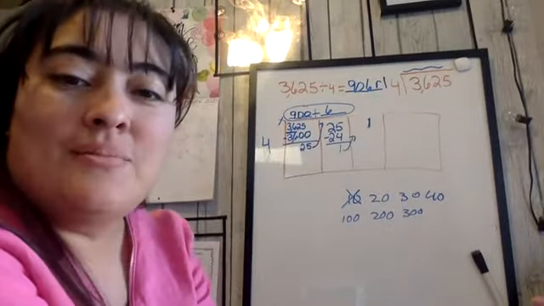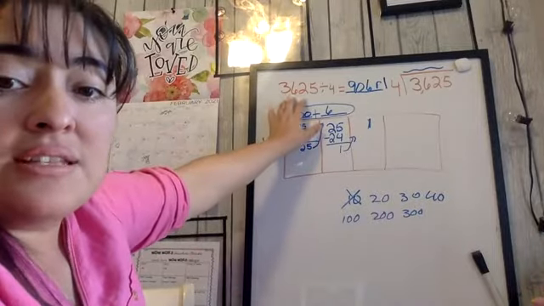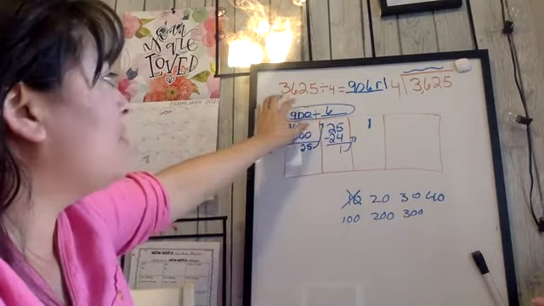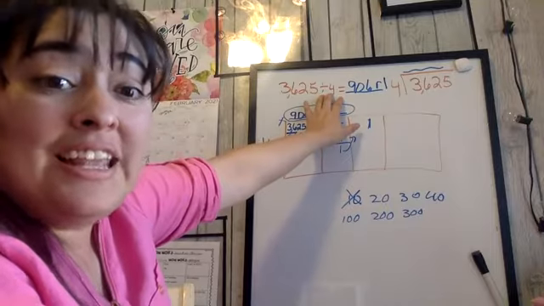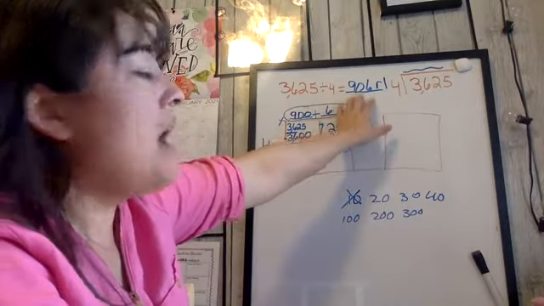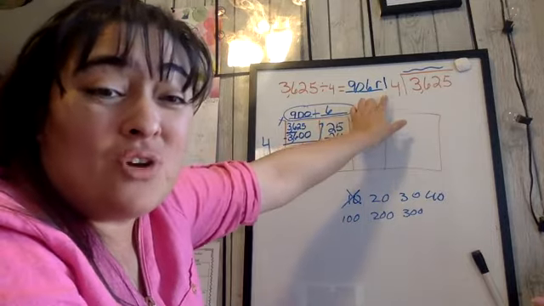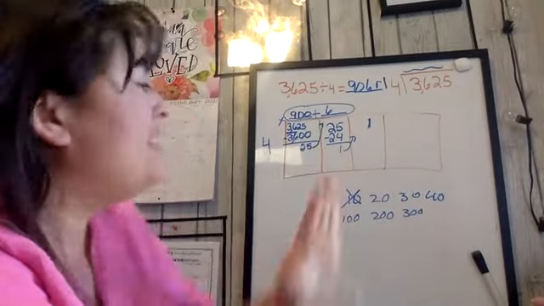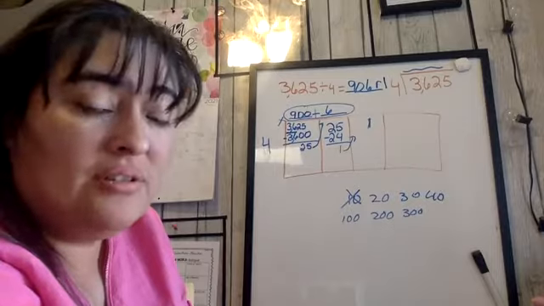That means, boys and girls, if I had a bag of 3,625 jelly beans and I split it evenly with myself and 3 friends, so 4 people, each of us would get 906 jelly beans and there would be 1 left over in the bag. That's what that means. This is how you use the area model to do division.